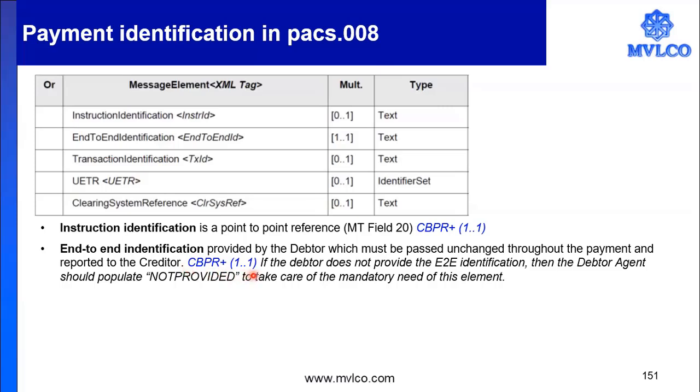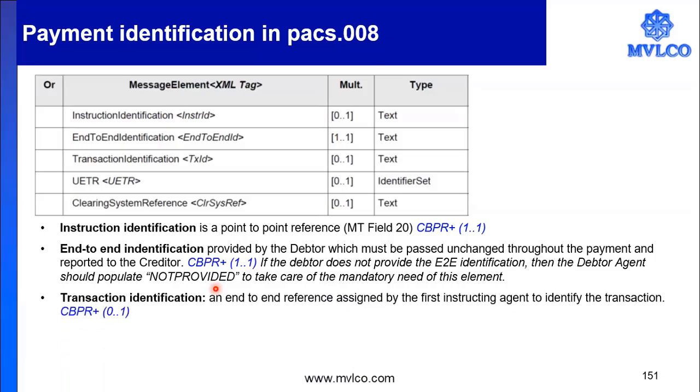In CBPR Plus, this is mandatory. If Fiat, the debtor, does not provide this end-to-end identification, then the debtor agent, that is in our example, Bank of America, should populate that element by saying it is not provided by debtor Fiat to take care of the mandatory element. Now, why is this needed? It is created by Fiat and to be given to Honda for reconciliation purposes. Honda must understand, because Fiat is going to independently communicate with Honda and tell Honda that for this transaction, I have made this payment. So Fiat creates the end-to-end identifier to be given to Honda so that the reconciliation process can happen between Honda and Fiat.